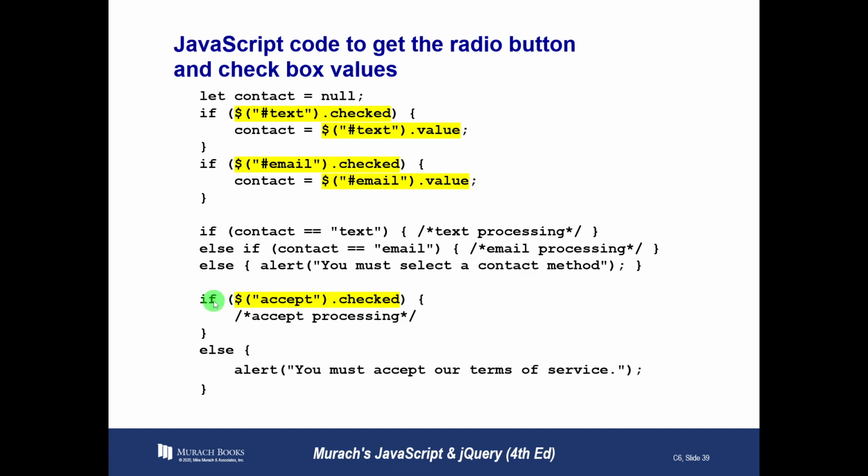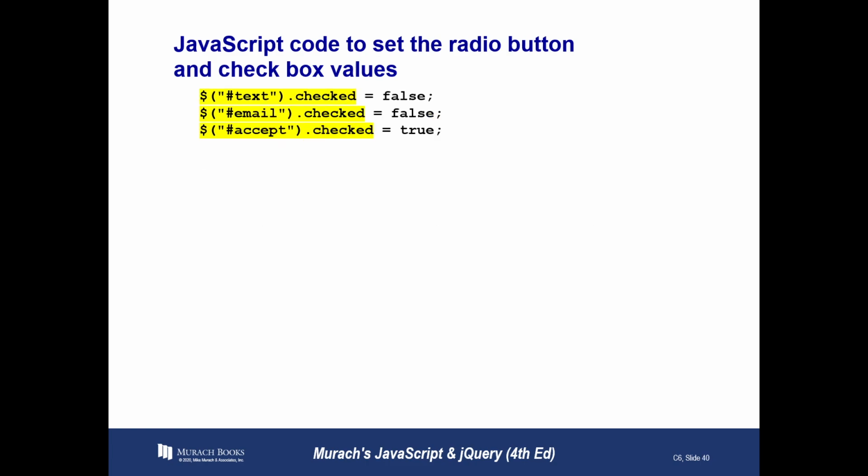All right, so the last thing it's going to do is look to see if that accept box has been checked, and if it has, we can do some processing. At that point, we'll probably be sending it to the server using the submit. But if they did not select the terms of service, we pop up an alert saying, hey, we're not going to submit this. You must accept our terms of service. So those are some ways you can check radio buttons and checkbox values.